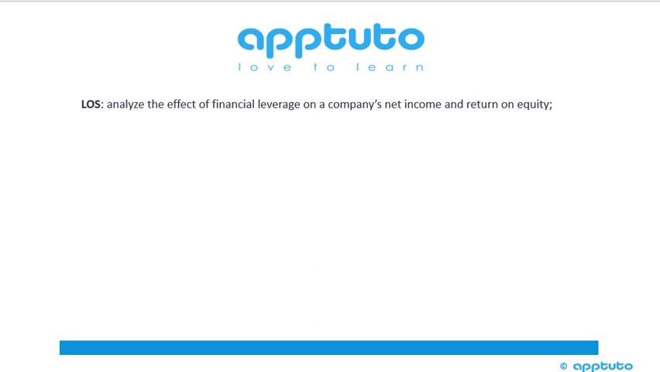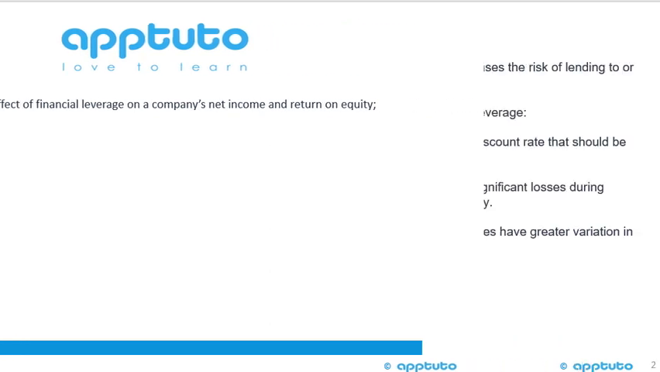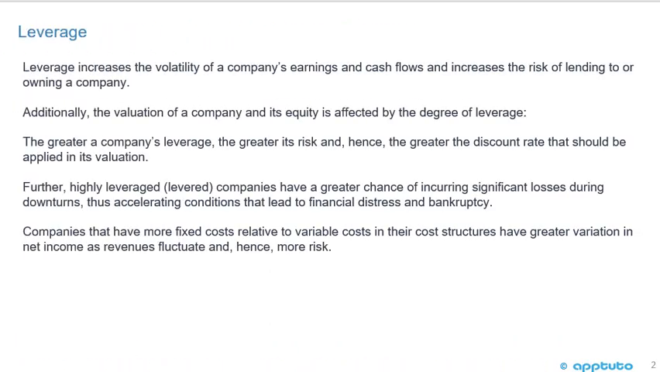This LOS is to analyze the effect of financial leverage on a company's net income and return on equity. Leverage increases the volatility of a company's earnings and cash flows and increases the risk of lending to or owning a company. Additionally, the valuation of a company and its equity is affected by the degree of leverage.